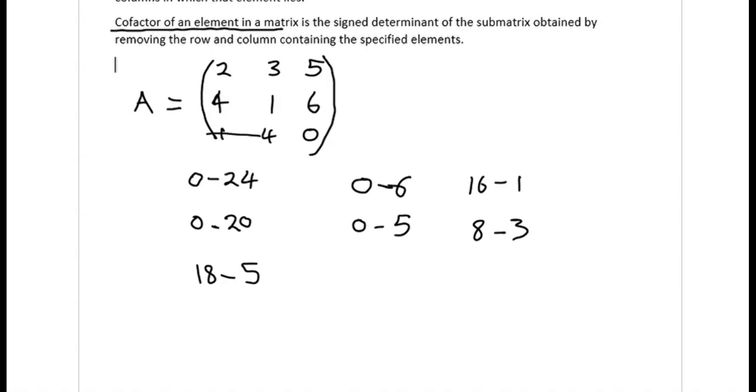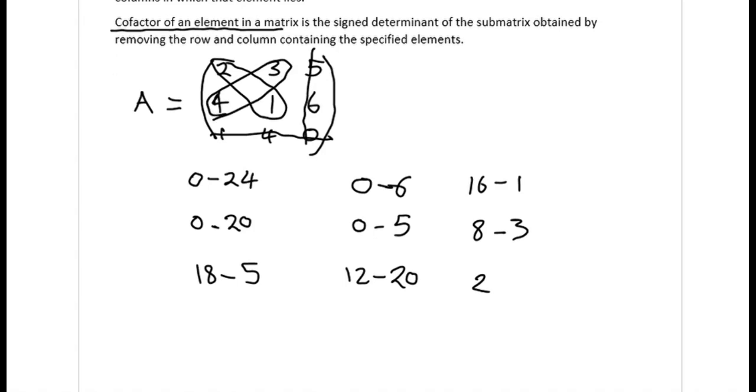Okay, now I'm in 4, so I'll delete all the elements in the row and column that contains 4. 2 times 6, take note, 1 is now among here. 2 times 6 is 12, minus 5 times 4, 20. Okay, now the last element, which is 0. 2 times 1, 2. 3 times 4 is 12.